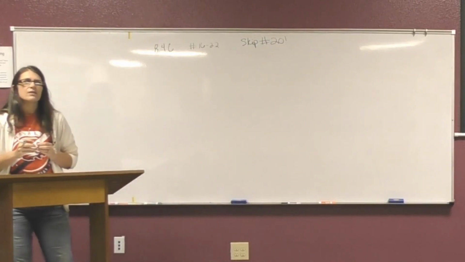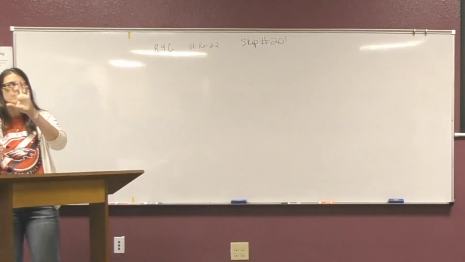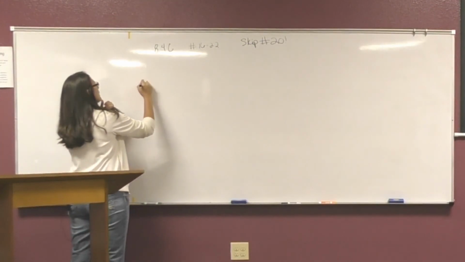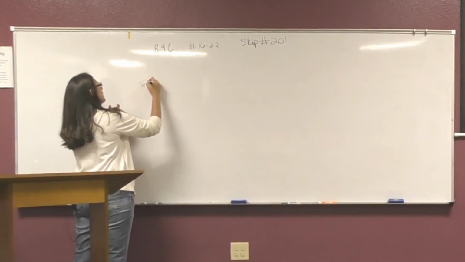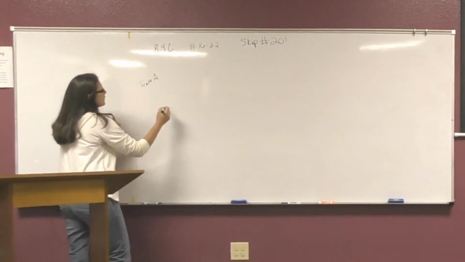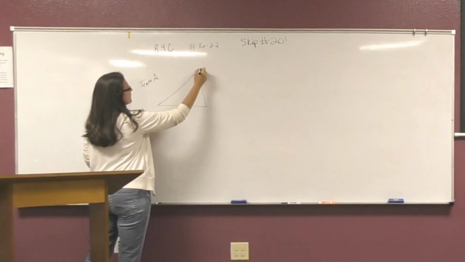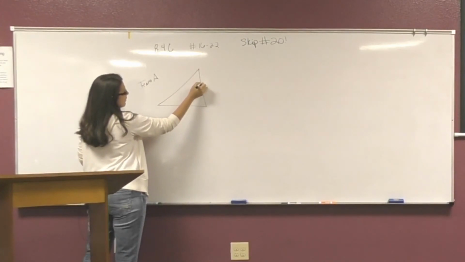So let's take care of each team separately first. Let's draw a triangle for Team A. Here's the tower right here. This is the tower.